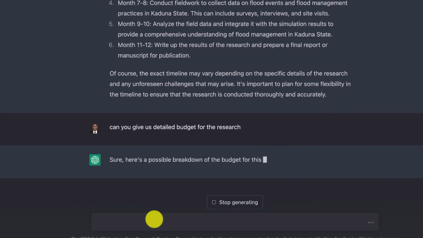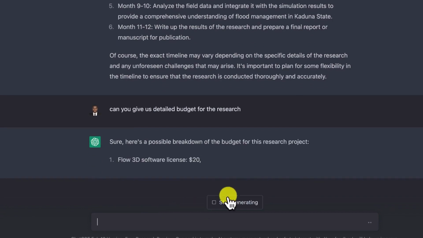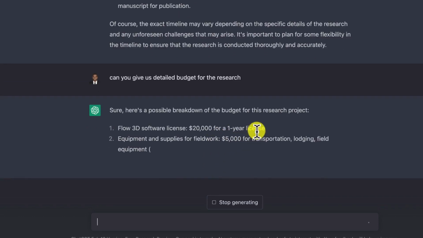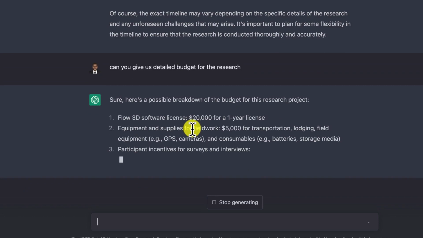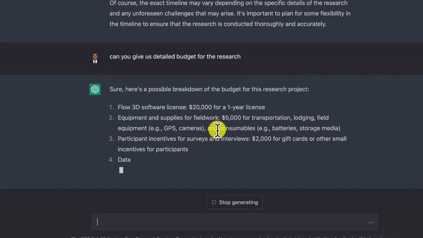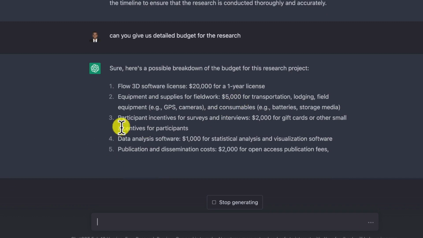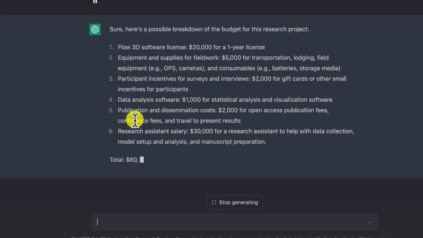So sure, you just have to be very specific because of the Flow 3D software, $20,000. The license is very expensive, you know. But you can go ahead and see how you can get it. Maybe a university can have it, just ask around. Then you can see equipment and supplies for field work, $5,000. The idea is to give you an overview of what to cover.